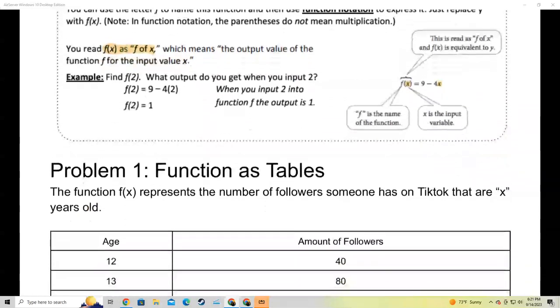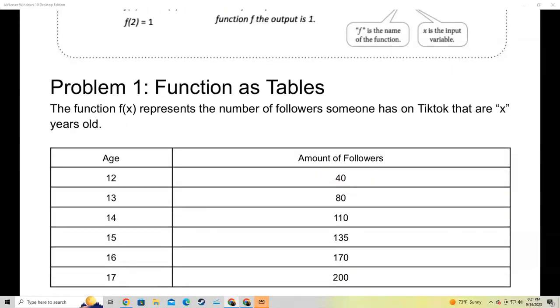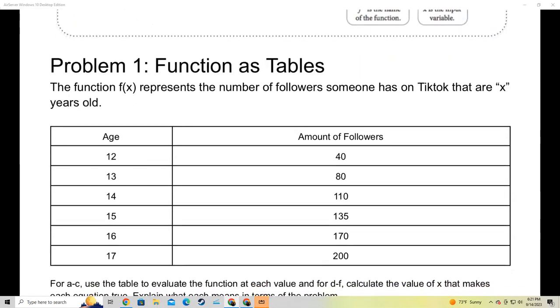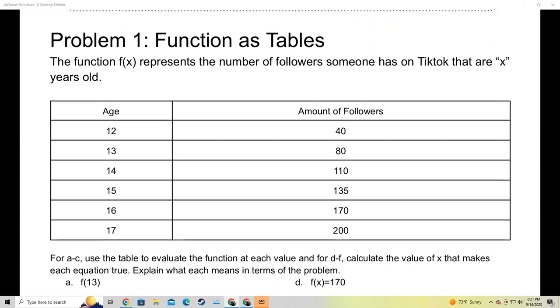Let's go ahead and scroll down. Here it says the function f of x represents the number of followers someone has on TikTok that are x years old, and they give you a table. Just remember that these are your input values. Usually those would be your x's, and these are your output values, which again can be represented by your y's. So we have a bunch of information there.